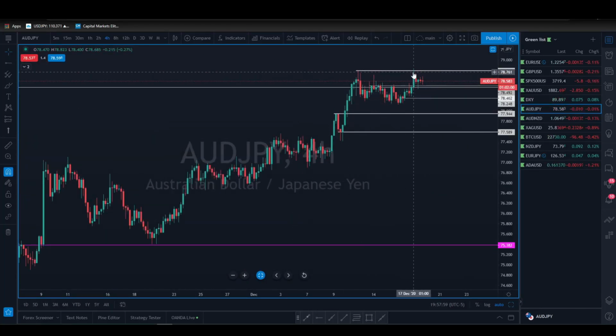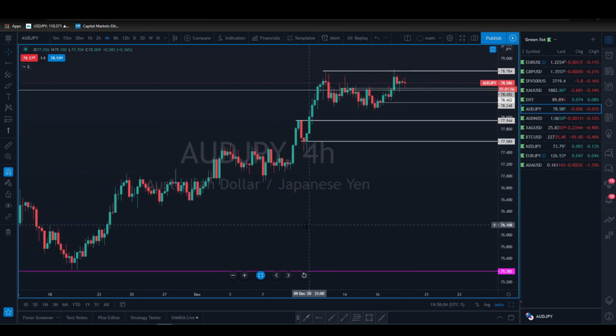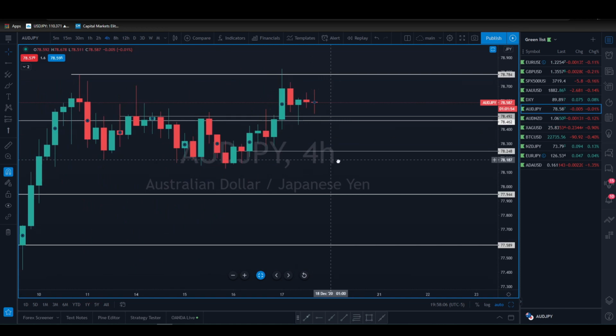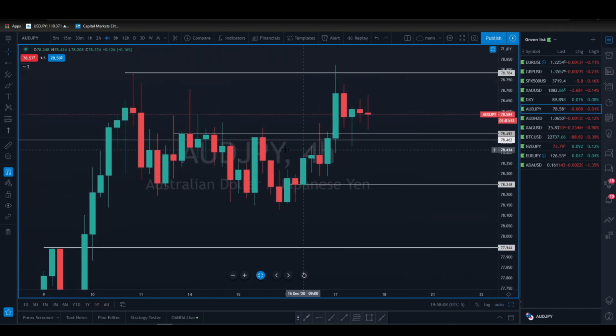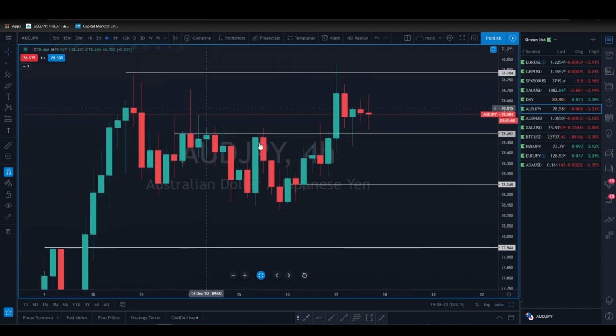Aussie Yen is range bound. I mean, it did close an 8-hour candle above this market structure here. Let me stretch this baby out for y'all. So we did get an 8-hour closure above this market structure here, which is this area here. And we are currently testing that area.